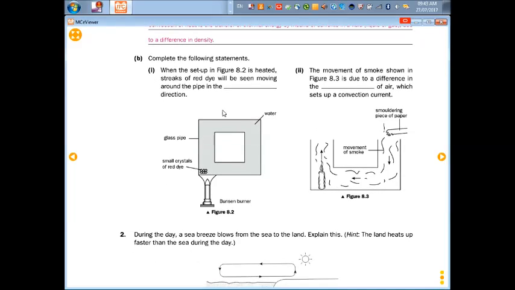One, this is a pipe made of glass. Then there are small crystals of red dye inside water. The reason we have the red dye is so that we can see the movement of the water particles. Otherwise, you wouldn't be able to see it because it is colorless. So when we heat up this corner, can you tell me what is going to happen?